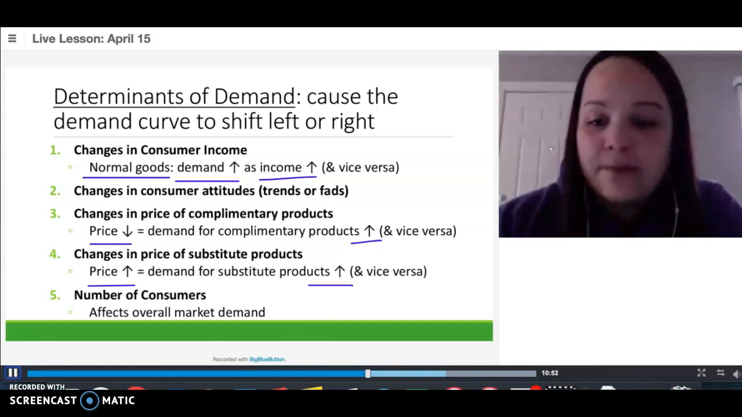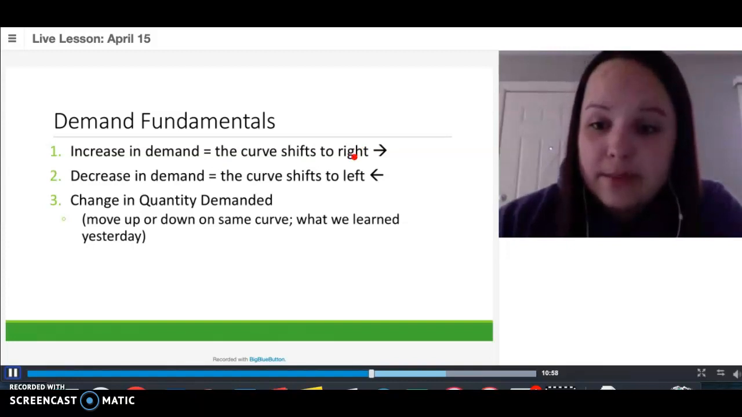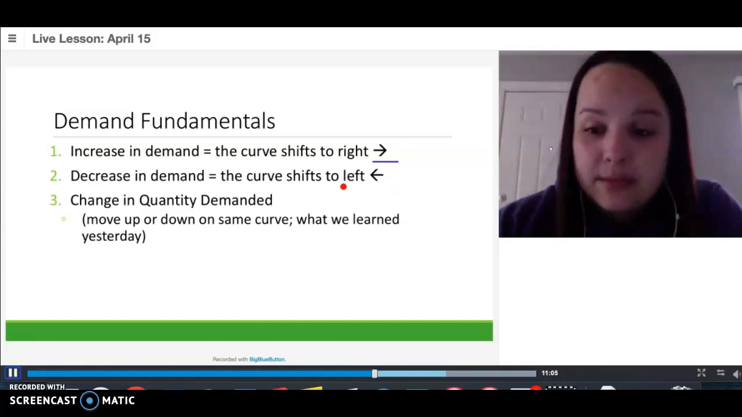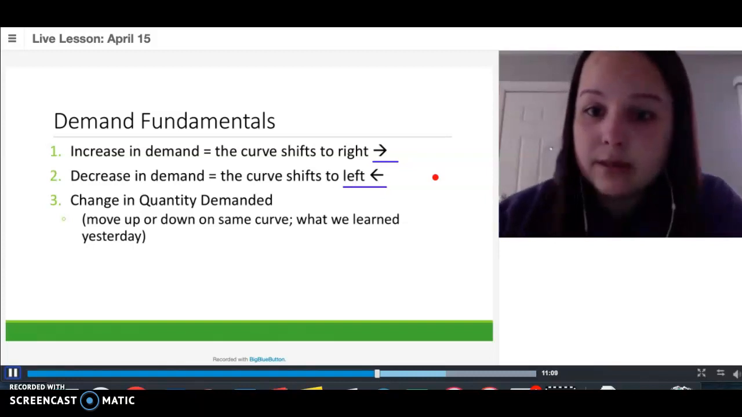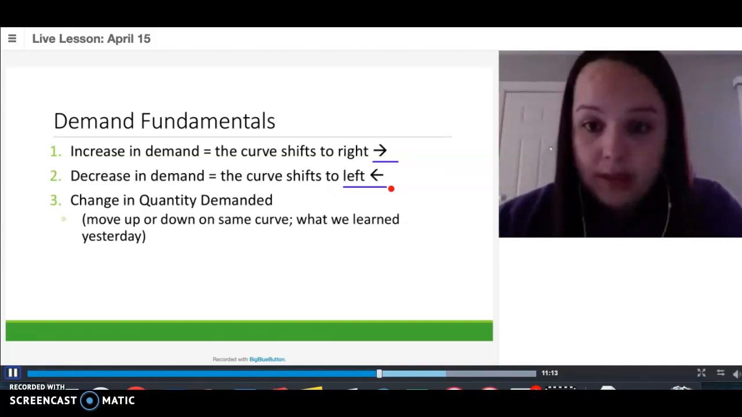So taking into account some fundamentals before we get to practice, remember, if we are increasing demand, it's always going to shift to the right. An increase is always to the right. And then when we're referencing a decrease in demand, that will always be to the left. I like to think of it like the 2 L's. Left equals less. So if we're decreasing something, it will always go to the left.